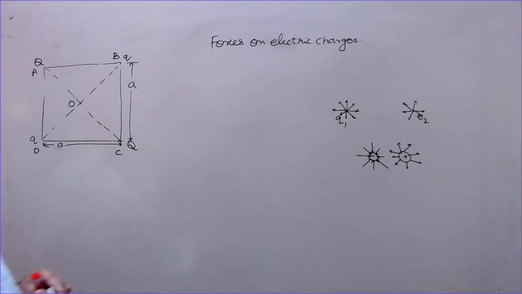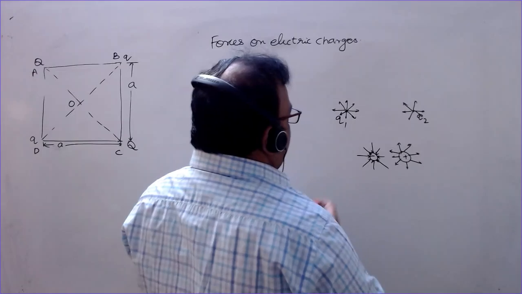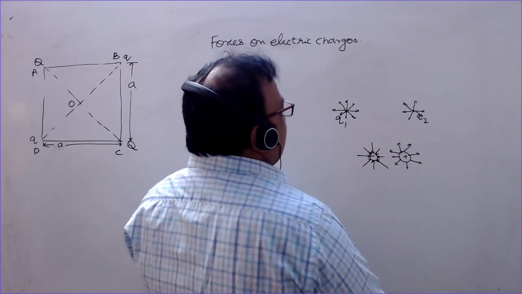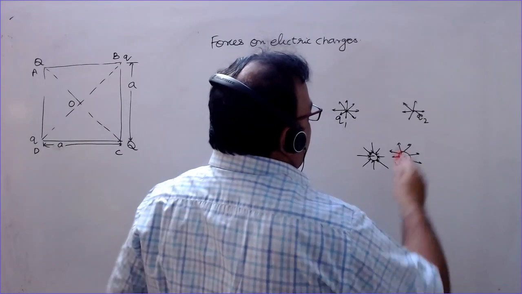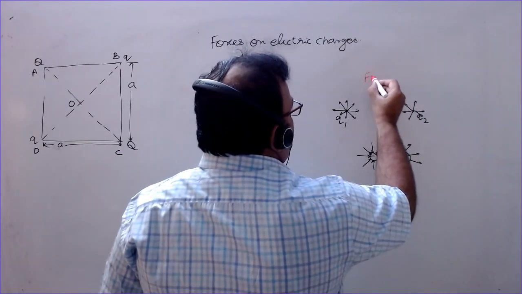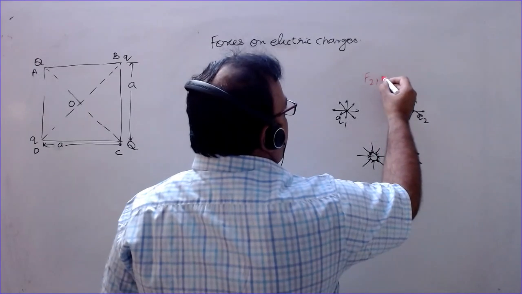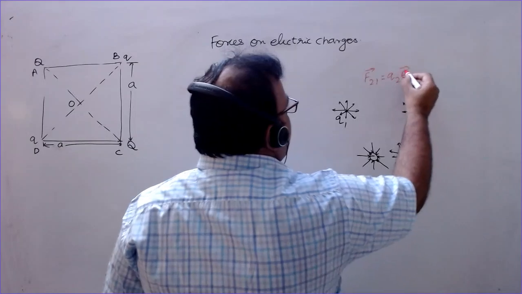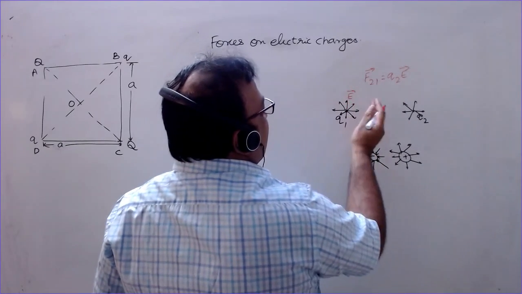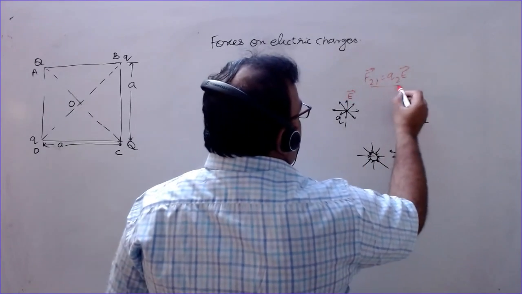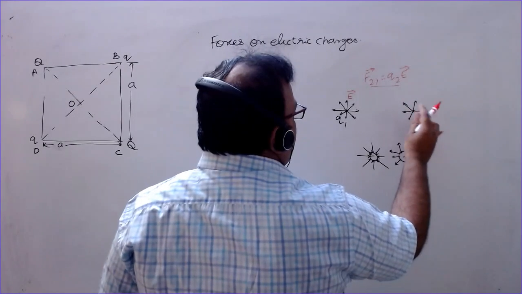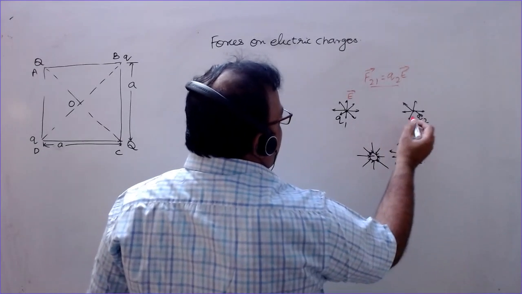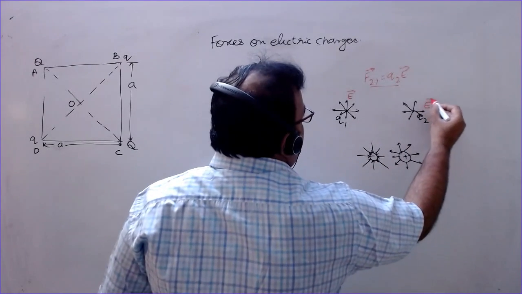So as a result of this, when this electric field or field lines interact with this charge, a force is acting on this charge, F21, force on 2 because of 1. This is equal to Q2 into E. E is the electric field produced by this. So a force F21 is acting on this because of the electric field produced by this, and similarly this is also producing an electric field E.